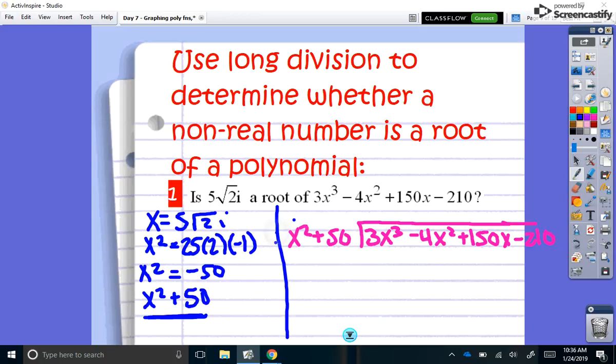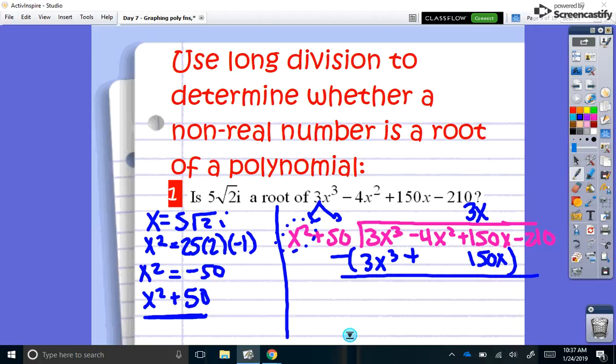So start with x squared. What do you multiply x squared by to get 3x to the third? That's going to be 3x. When I multiply back here, I get 3x to the third, and here, I get plus 150x. Let's subtract. Bring down the negative 4x squared. The 150x cancels. Minus 210.